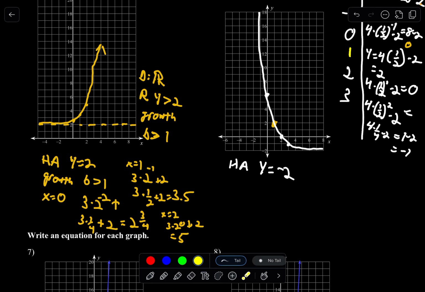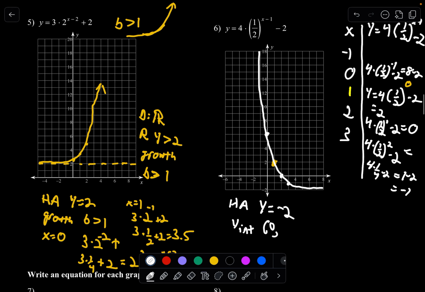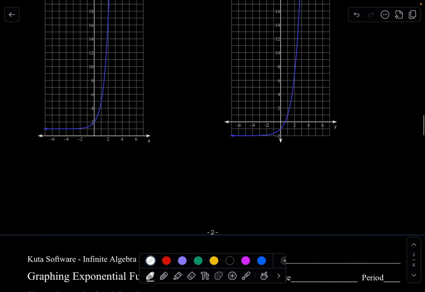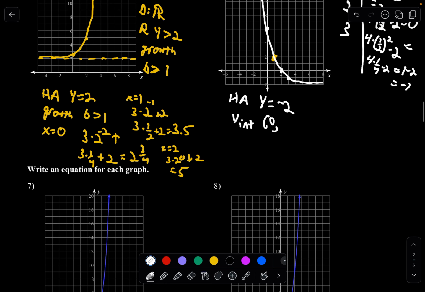The y-intercept, which is 0, comma, the y-intercept is at x equals 1, or no, it's not. If x is 0, we get 6. So the y-intercept is 0, comma 6. Okay?